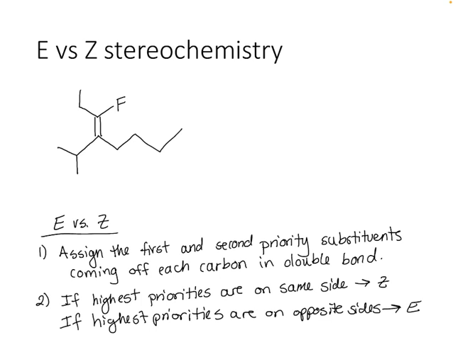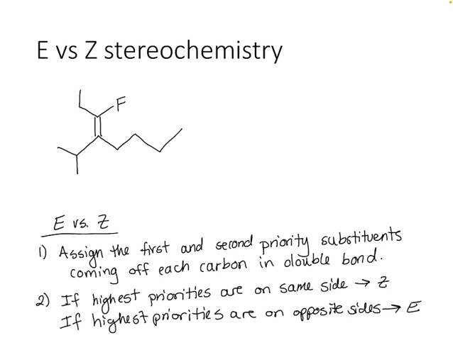So you might also be wondering, wait, how do we decide what has higher priority again? So it is going to be based off of atomic mass. So whatever has higher mass will have higher priority. All right, so that being said, let's name the molecule up above.